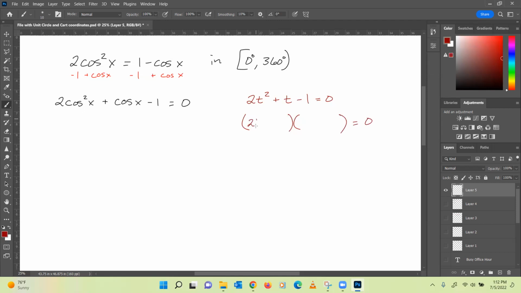We would say 2t times t equals 2t squared. 1 times 1 is 1. And now, because it's negative 1 over here, one of these factors has to be negative, the other positive. Well, I know I want the outside plus inside to equal plus t. So here I've got 2t and t. If I had a positive 2t and a negative t, that would equal t when I add them together. And now we could set each of these equal to 0 and solve for t.